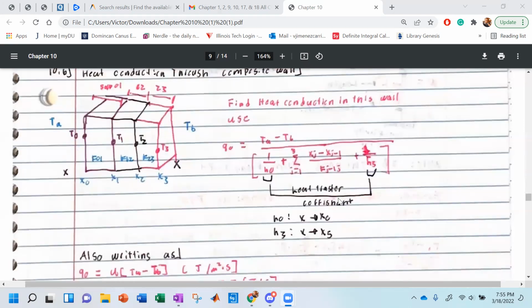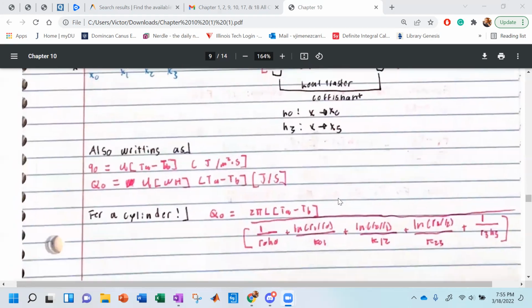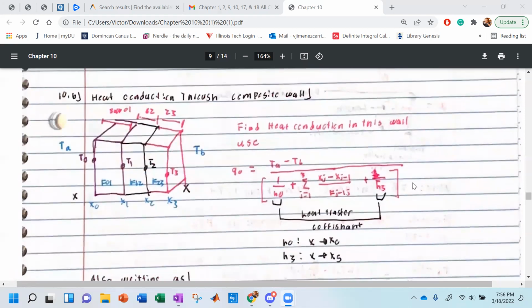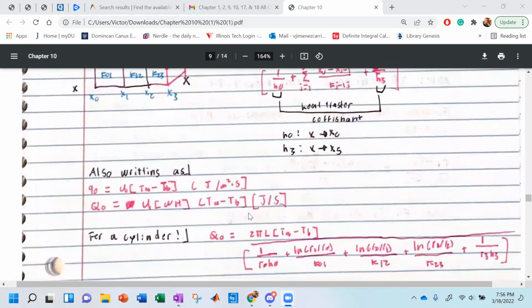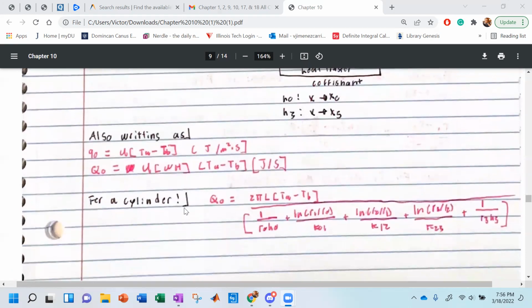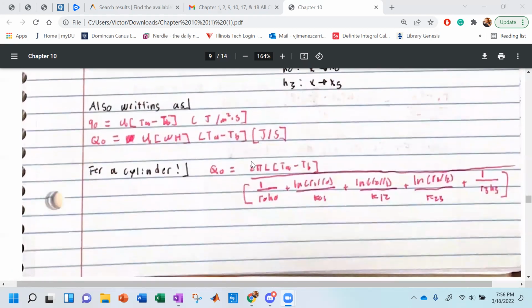How about in a different world where life isn't easy? Well, if they're asking for more, you can just write this simply as U times TA minus TB. It's just this, and they're saying everything in the bottom, 1 over this, is U. Not a big deal. If you want it in terms of joules per second and no meters, obviously just multiply by the area. Now for a cylinder, it's the same exact thing, except this is capital U, so it'll give you joules per second.